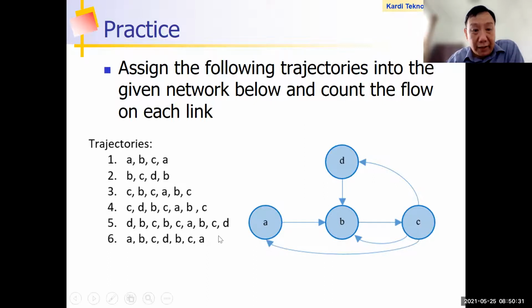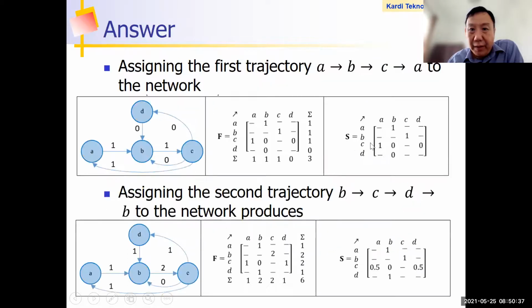So this is a random cycle. Let's say you have A, B, C, A. What will happen? So you go from A to B, right? And then B to C, and then C to A. Then you put 1, 1, 1 there.